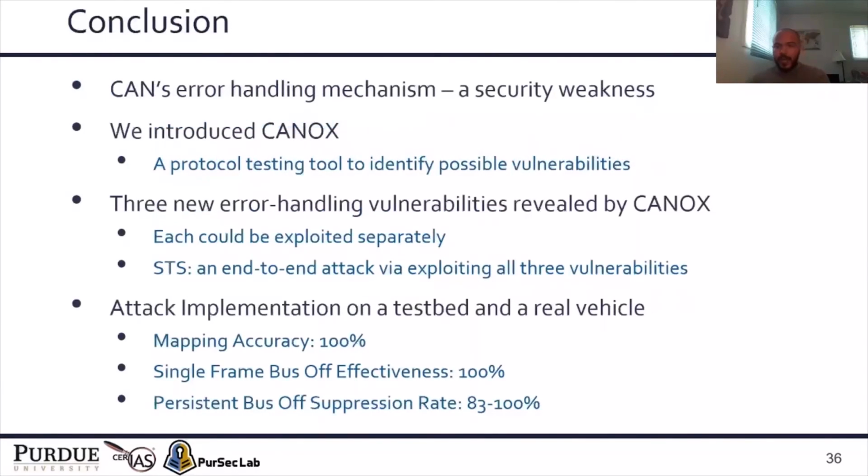In conclusion, it turns out that the extent to which CAN's error handling mechanism is vulnerable is surprisingly much greater than previously thought. We introduced CANOX, a protocol testing tool to examine CAN's error handling and fault confinement mechanism. To the best of our knowledge, this is the first attempt at designing such a tool. Through CANOX, we unveiled three major undiscovered vulnerabilities, each of which could be used separately. We chose to combine all three vulnerabilities into a single end-to-end multi-stage attack to emphasize their significance.